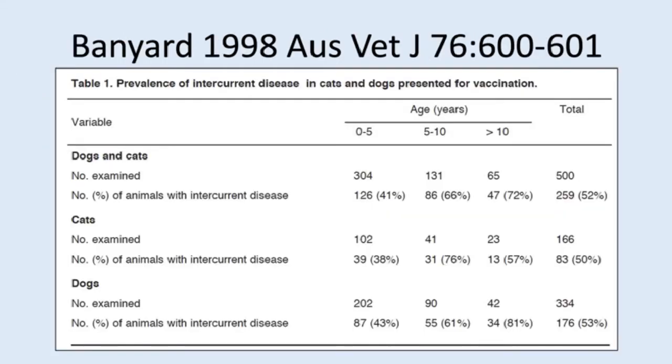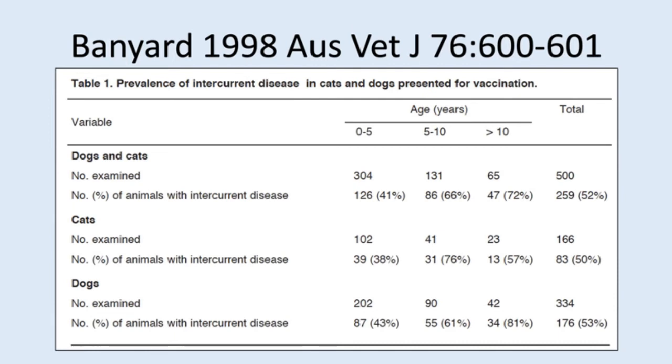There are some publications that also give us an indication of how likely it is we are to find problems in our patients coming in for these more routine checks. This is quite an old paper, 1998, looks at cats and dogs coming in for vaccination and includes actually cats and dogs of all ages, so 0 to 5 years, 5 to 10 years, and then more than 10 years old. And you can see that actually a huge proportion of patients in every age group at pretty much every time point have intercurrent disease.